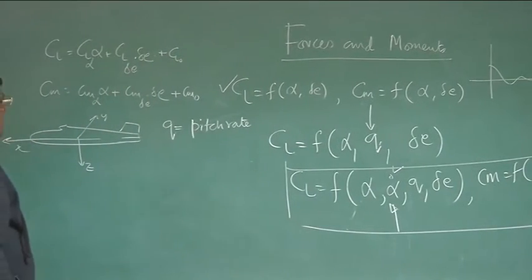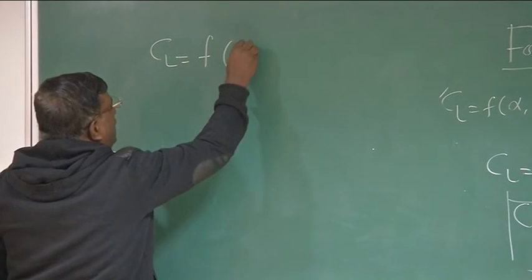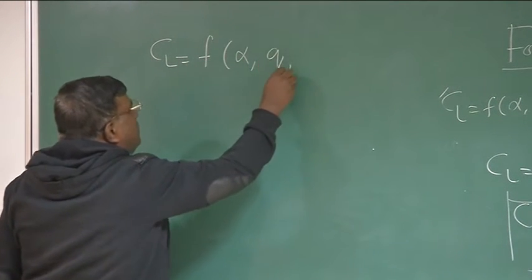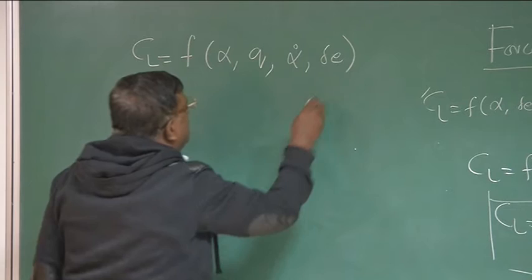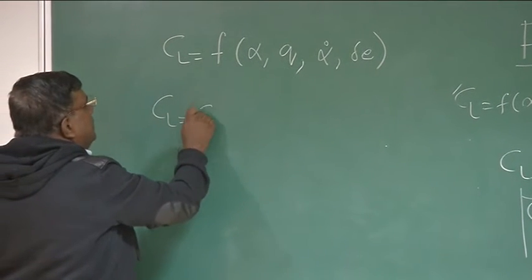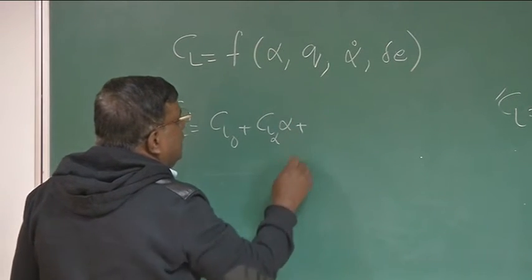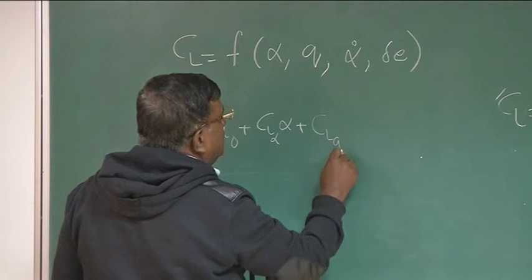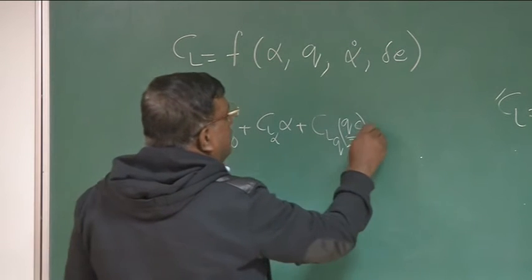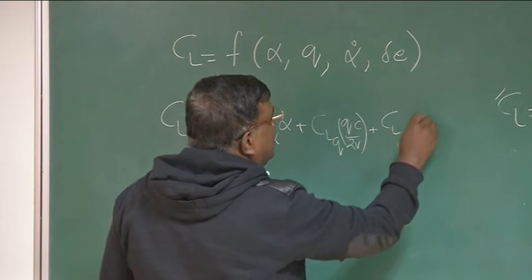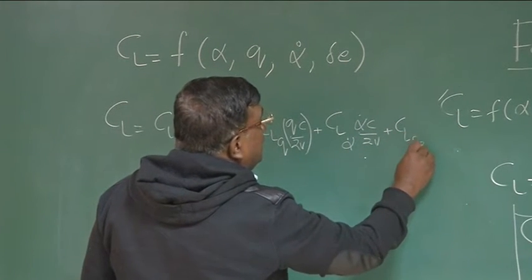So now let us take CL. We will go very slowly in this. CL is a function of alpha. I write q, then I write alpha dot, and then I write delta E. Okay, so I can write CL equal to CL naught plus CL alpha into alpha plus CLq into q c by 2V. I will explain why we write like this, plus CL alpha dot into alpha dot c by 2V plus CL delta E into delta E.